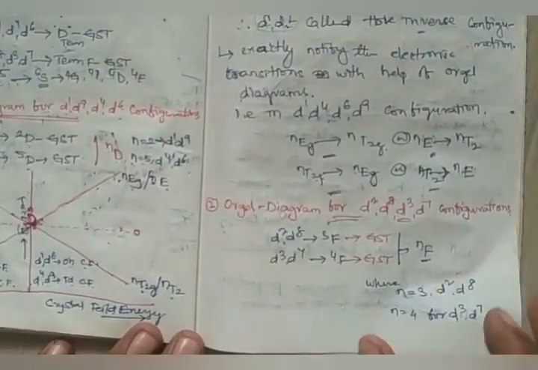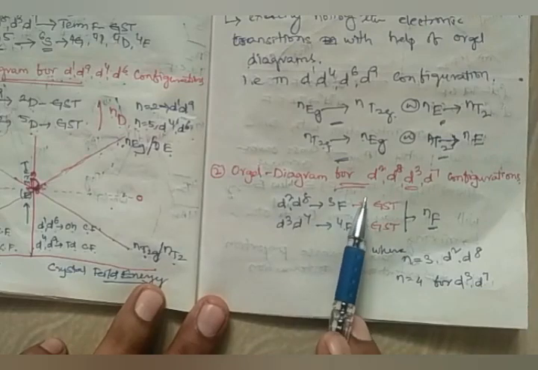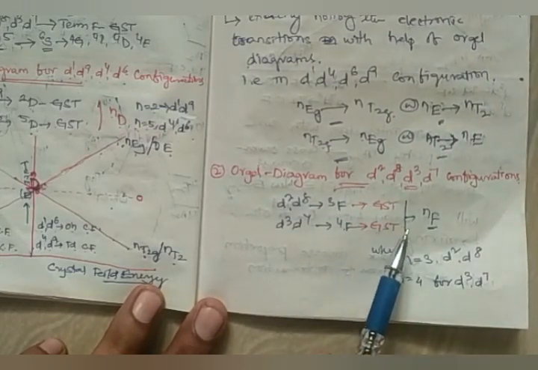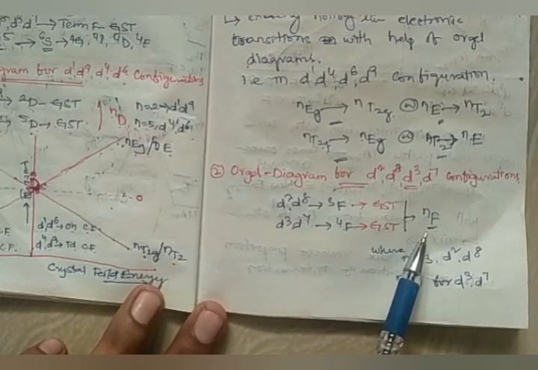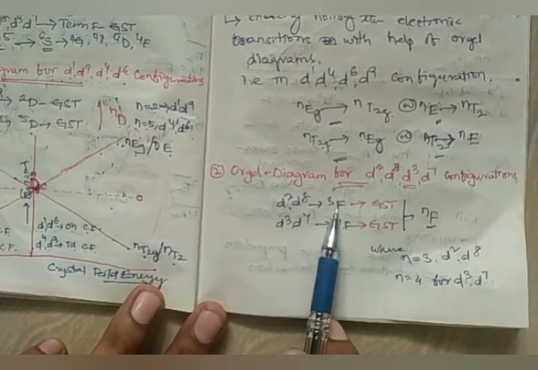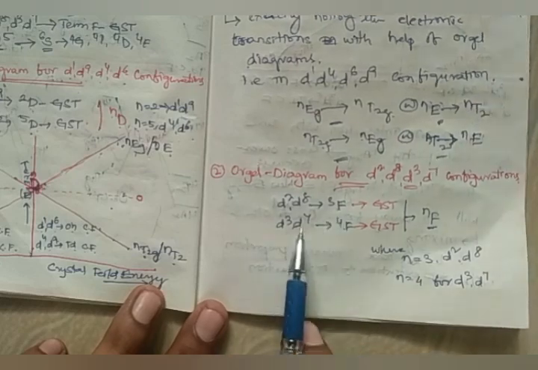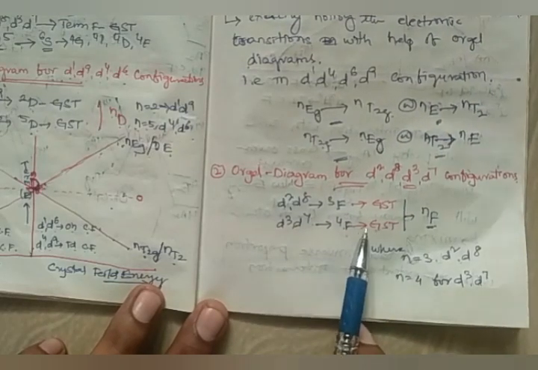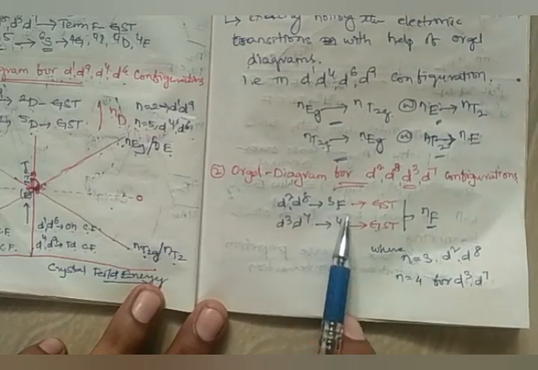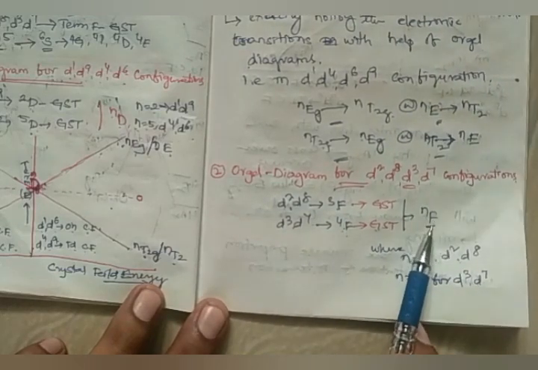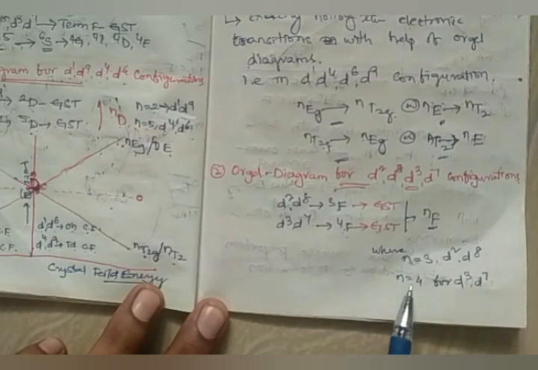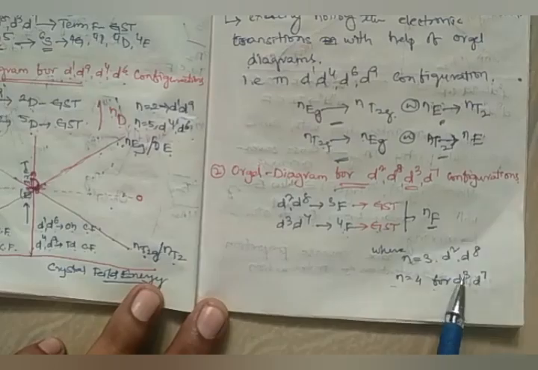Right. Coming to the next Orgel diagram, showing the crystal field effect for d2, d3, d7, d8 electronic configurations, where d2, d8 will have 3F as the ground state term, d3, d7 have 4F as the ground state term. Generalizing the 3F and 4F terms into an nF term, where n is equal to 3 for d2, d8 configuration, n is equal to 4 for d3, d7 configurations.